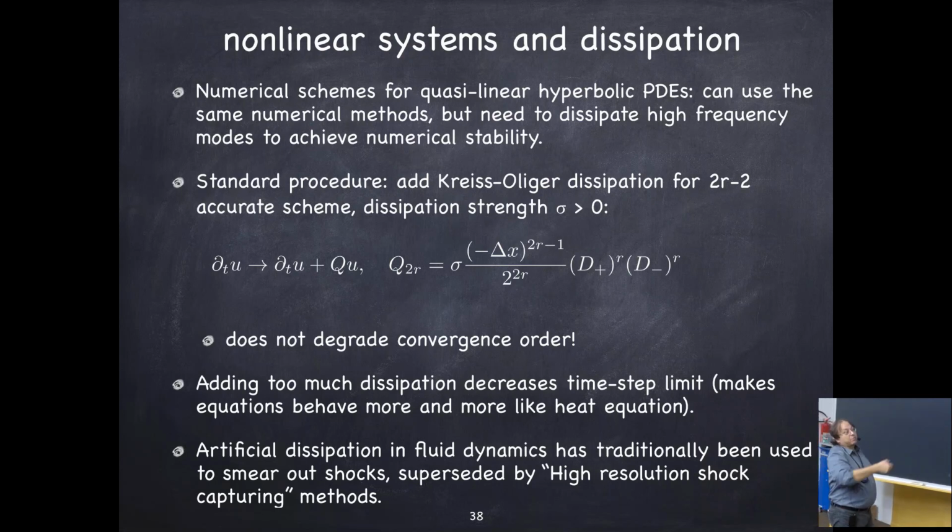There's a sigma here, which is some parameter, which is basically the amplitude you add. And that's up to you, that you have to choose. If you add too little dissipation, it's still going to be unstable. If you add too much dissipation, it turns out it will decrease your time step limit. Why? Because it makes your equations behave more and more like the heat equation, and the heat equation has a much smaller time step limit, and so it doesn't work. It'll become unstable. So now you have to choose what's a good value.